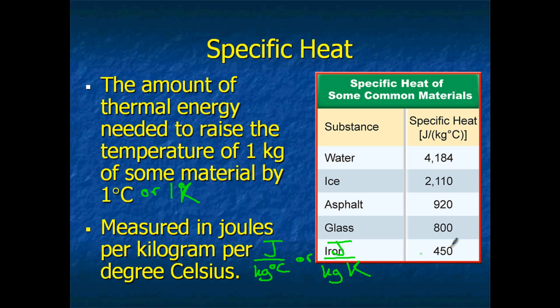Here are some common substances and their specific heats. Water, which is one we're going to use a lot, is 4,184 joules per kilogram per degree Celsius. Ice is 2,000 roughly. Asphalt, like the stuff we drive on, 920. Glass, iron, and so on and so on.